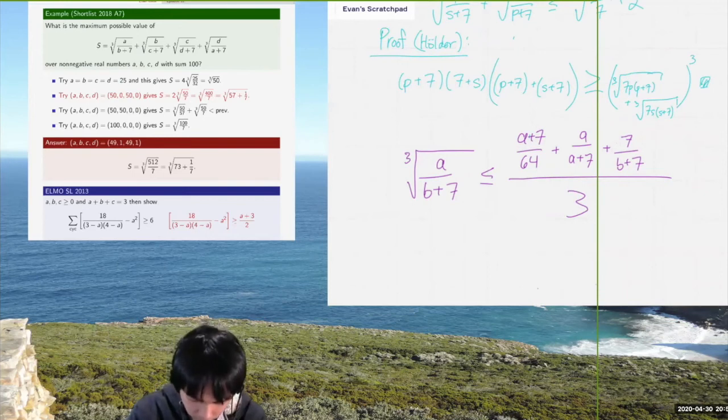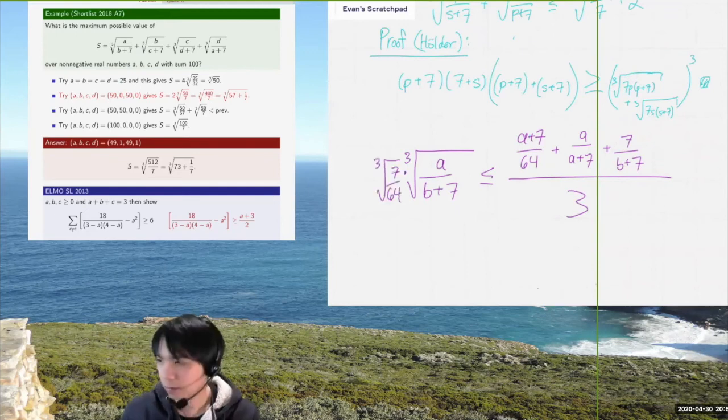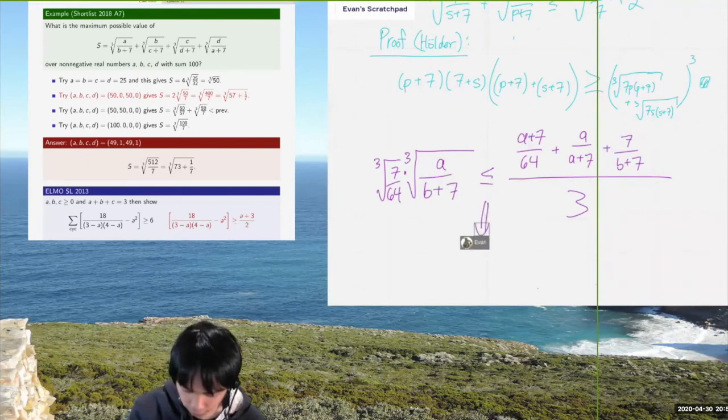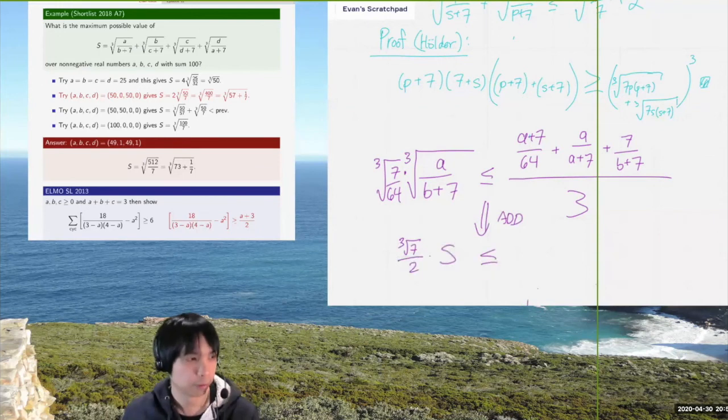I'll do it this way. We'll put the constants here. 7 over 64. Because, well, when I multiply, that's what AM-GM says. The product of these three guys will give you this stuff under the cube root. And then you add them up cyclically. And you get the cube root over 7 over 2 times S is less than or equal to the cyclic sum of the right-hand side.